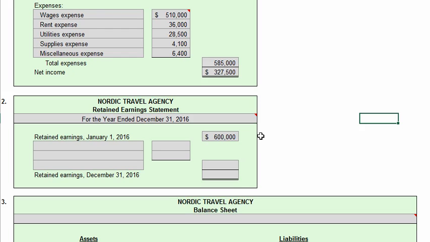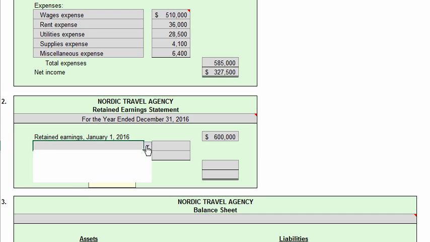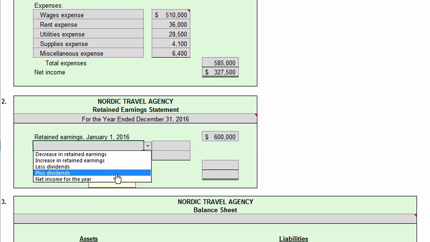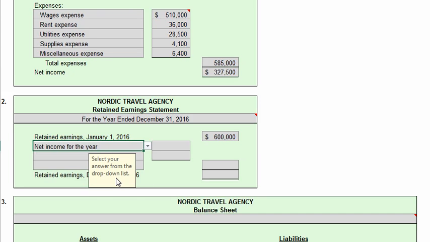All right, now we want to do any increasing items first. So remember we said retained earnings is increased by profit or net income for the year. Well, we had net income up here, $327,500. So we'll put net income for the year, $327,500 from here.